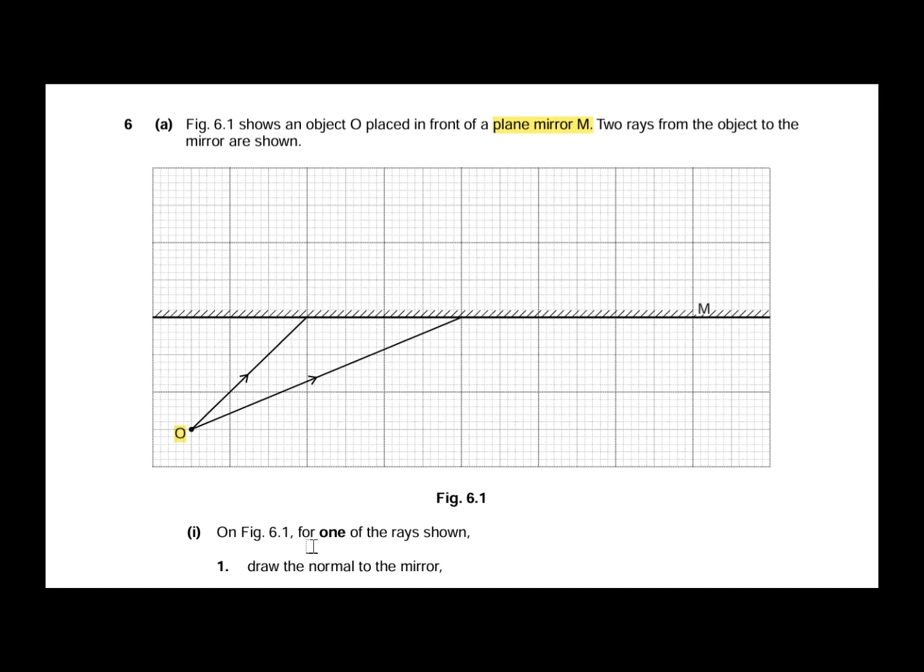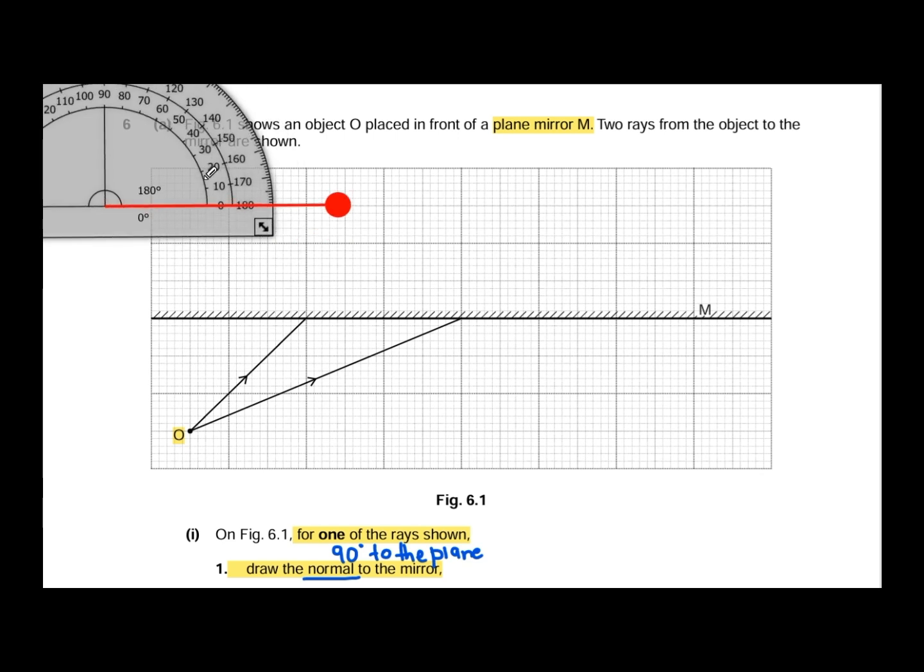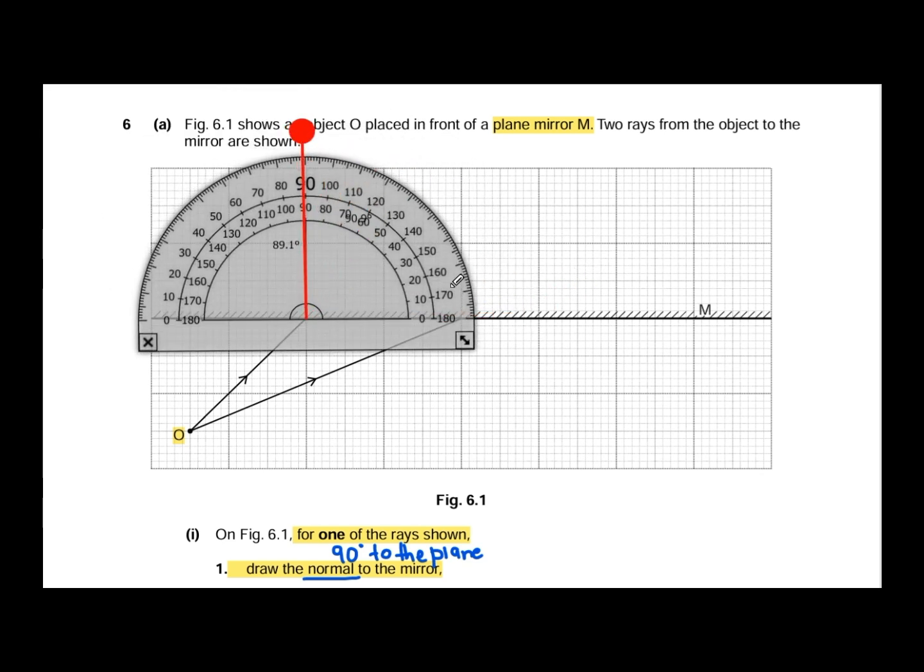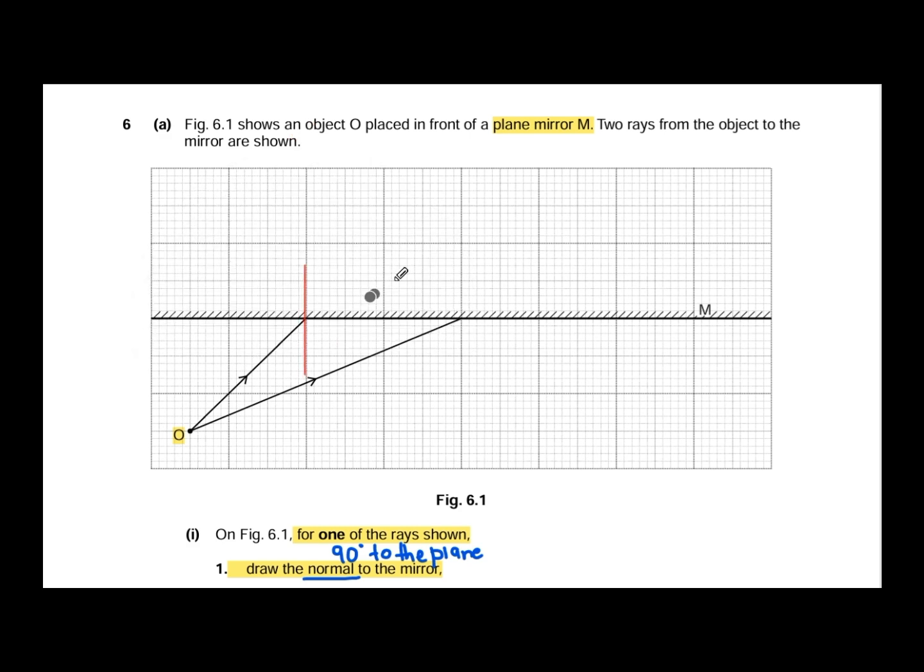Part 1 is saying on figure 6.1, for one of the rays shown, draw the normal to the mirror. So we have to draw a normal on the mirror, and you know that normal is always 90 degrees to the plane of the surface. So I'll put on my protractor, place it on the ray wherever it's falling, and I will draw a 90-degree angle to the plane of the mirror, and this is supposed to be my normal.